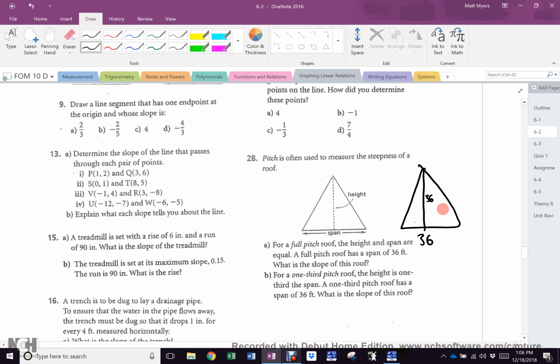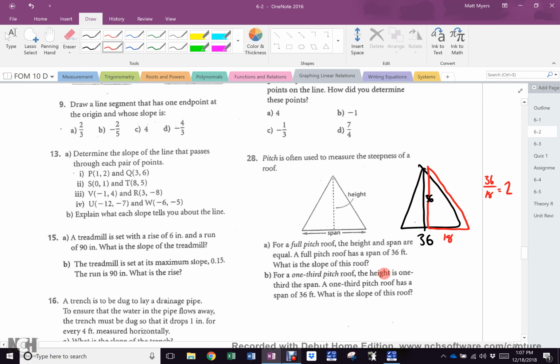36. What is the slope? Slope is rise over run, correct? In a triangle. So the slope is right there. There's the rise and the run. What is this distance? 18. Half of 36. What's this? Still 36. What's the rise? 36. What's the run? 18. So what's the slope? 2.